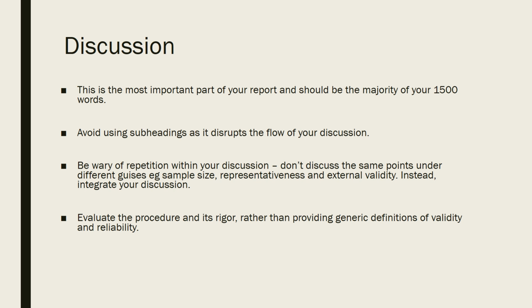You also need to be wary of repetition. Don't discuss the same points under different guises, for example, sample size, representativeness, and external validity. Instead, integrate your discussion and discuss those different concepts together to avoid repeating the same points over and over. Throughout your discussion, you should be evaluating the procedure and its rigor, rather than just generically defining concepts like validity and reliability.